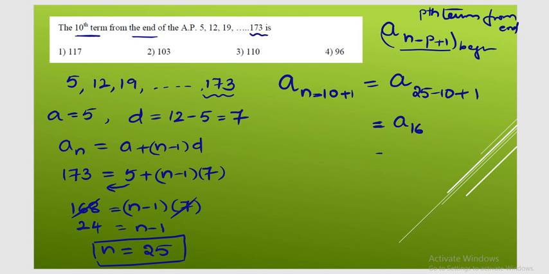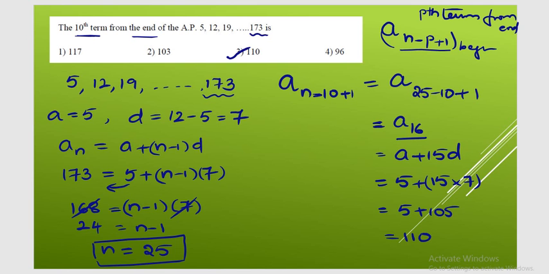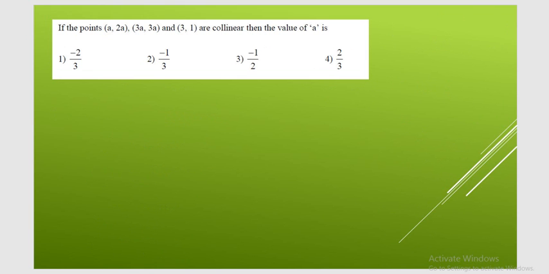So from that, what am I going to get? A16. A16 means a plus 15d. So what is a here? a is 5, so 5 plus 15 into 7. 15 7s are 105. So 5 plus 105 gives me 110. So the answer is 110. So 110 is nothing but the 10th term from the end, which is the 16th term from the beginning. Okay.